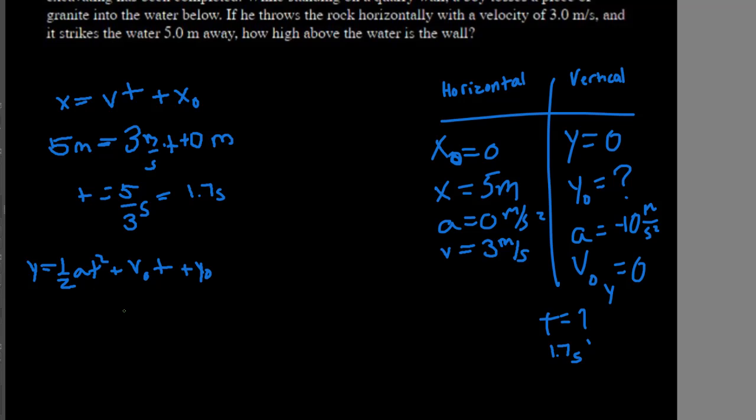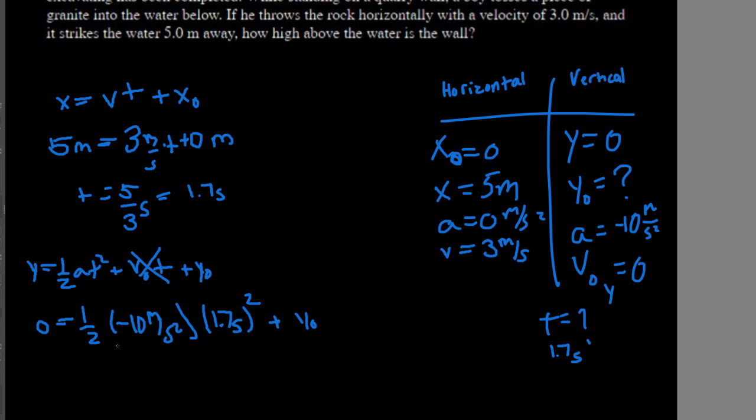And this all has to be vertical stuff because I have the mouse. I'm not putting my y's on all these things. But we can put on all the vertical stuff. So we know that y will be 0. We know that a is -10 meters per second squared. We know that t is 1.7, and we have to square that. We know that v naught was 0, so that's all gone. Y naught, that's what we're trying to find. So if we can just figure out what y naught is, we're good.